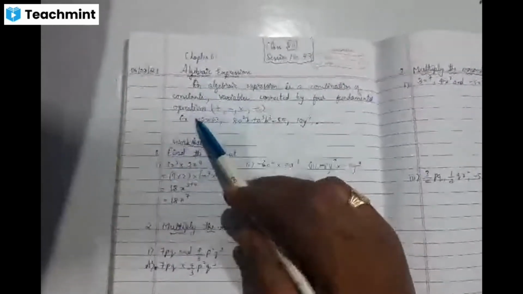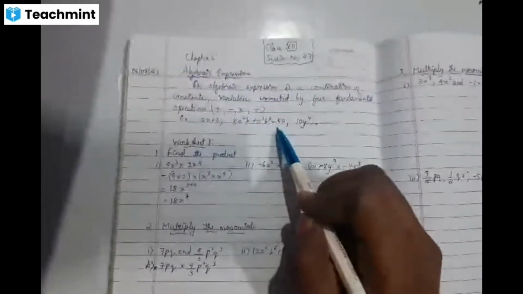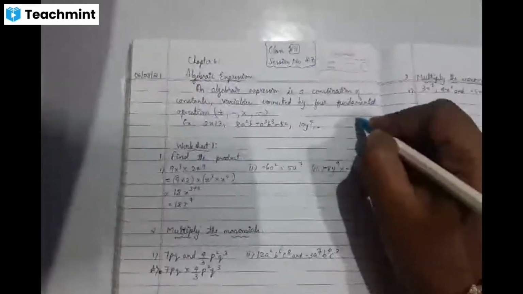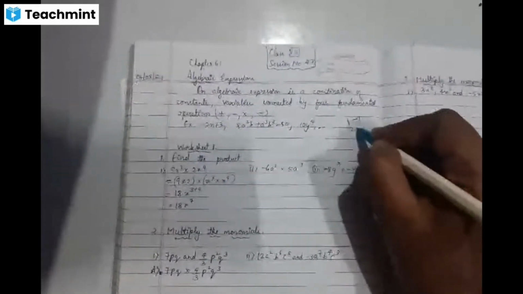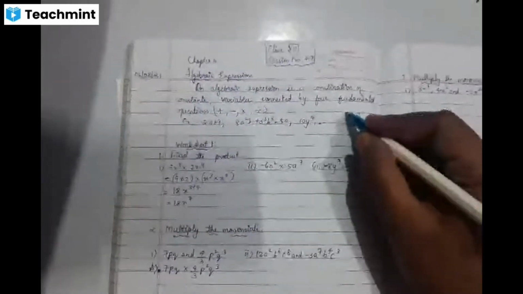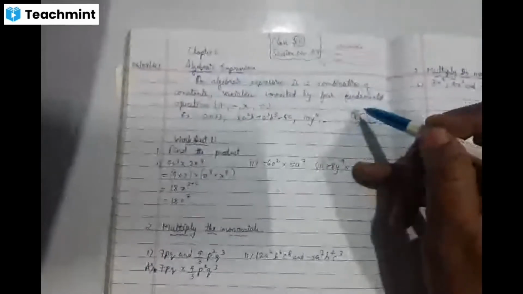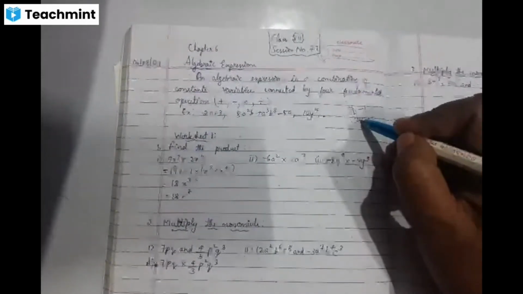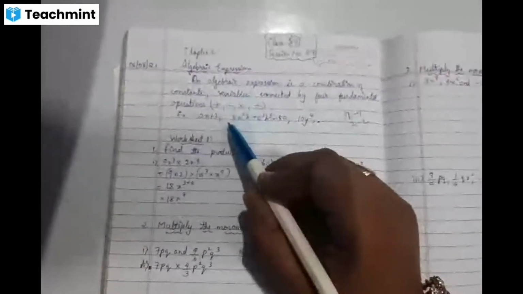Children, constants are the numbers. Why they are called constants? Because 1 is always 1. 2 is always 2. Isn't it? That means they are not going to change their values. So the numbers are having the fixed value. Therefore, they are called as constants, children.